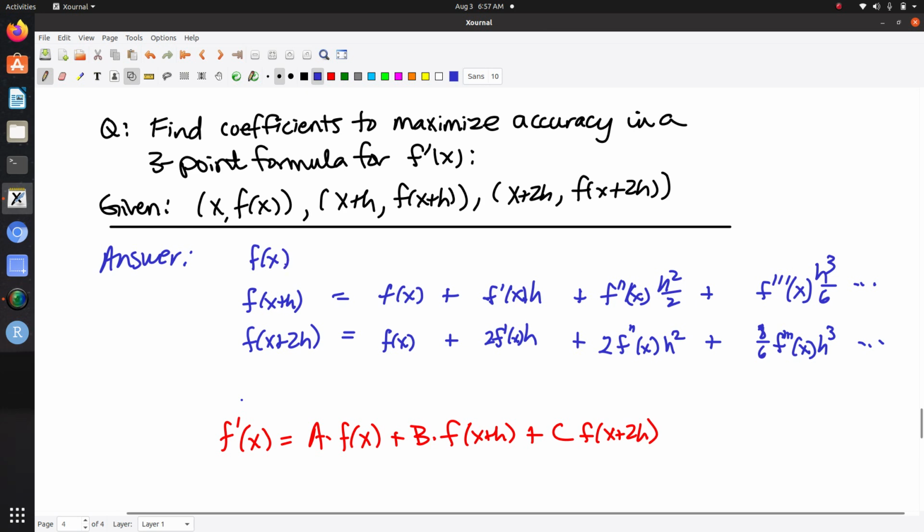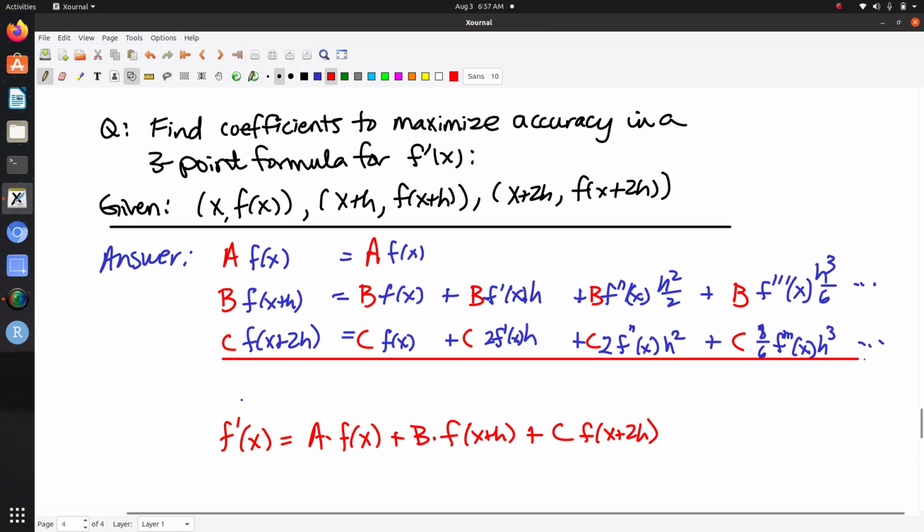f of x equals f of x. That sounds stupid, but if you have a copies of f of x, you only have a copies of f of x. But now, with b and c, it gets more interesting. b copies of f of x plus h. I'm going to just expand this. I'm going to stick a b in front of each of these terms, and the same thing with c. So the deal is, if I'm going to add up a f of x plus b f of x plus h plus c f of x plus 2h, I want to get all these coefficients to balance out. I would like to write them correctly too.